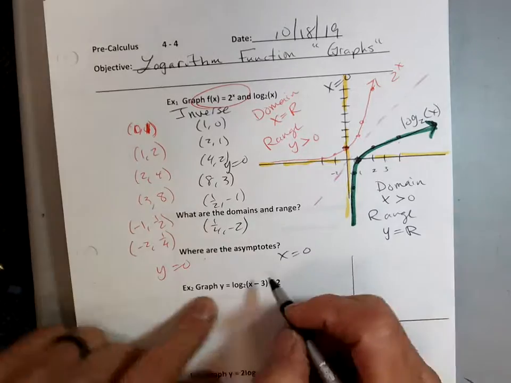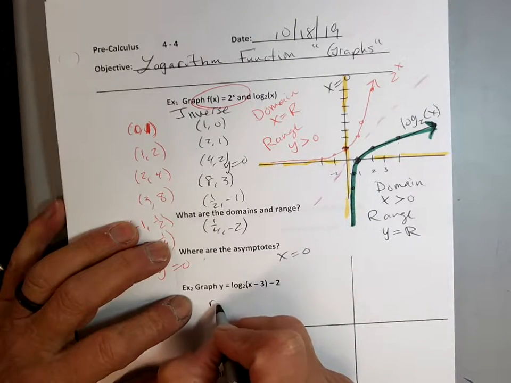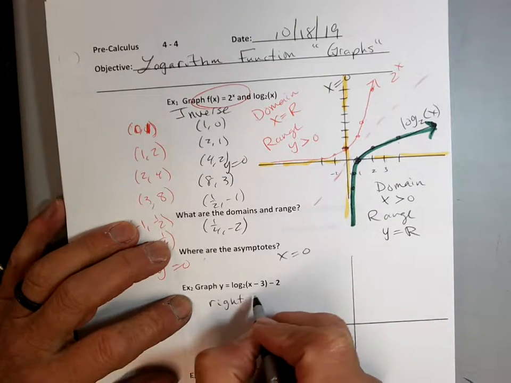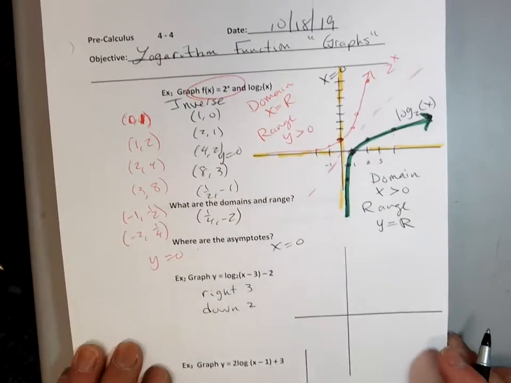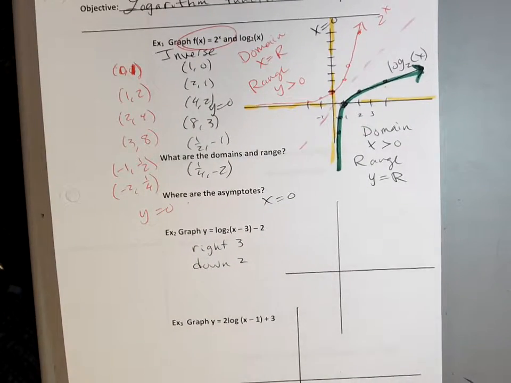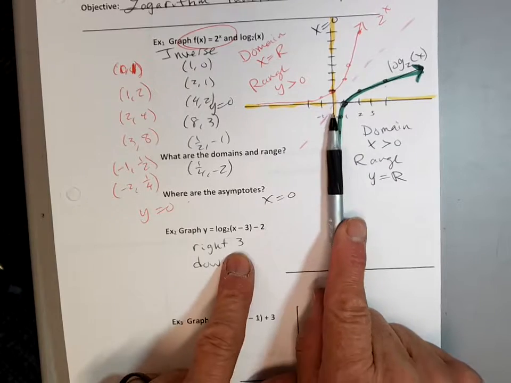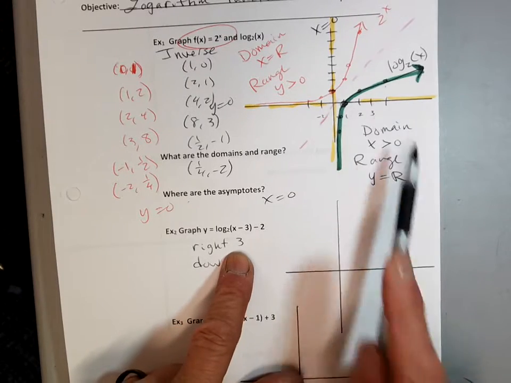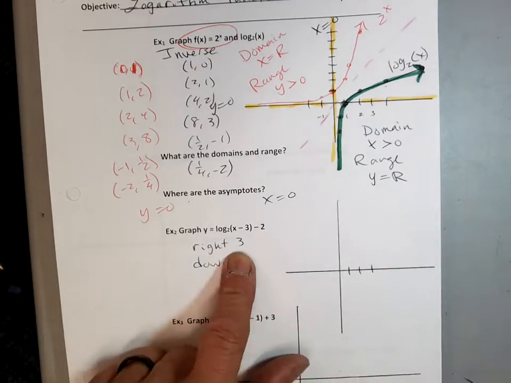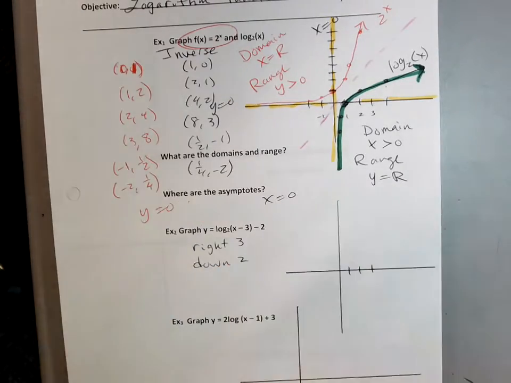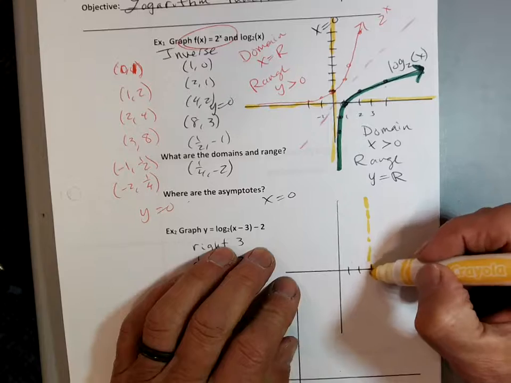So we're going to take this log graph, we're going to go to the right 3 and down 2. All right, so for me, when I move these, the easiest thing to move is the asymptote. Does that make sense? So let's take this asymptote and move it 1, 2, 3. And now I'm going to put my asymptote right there. Okay, here's my asymptote for my log graph.